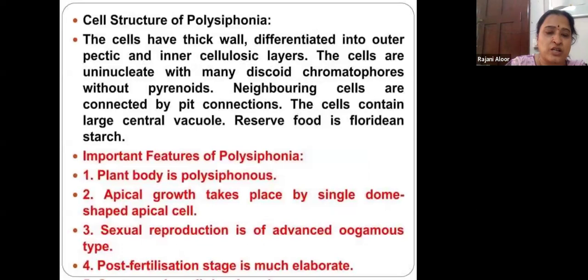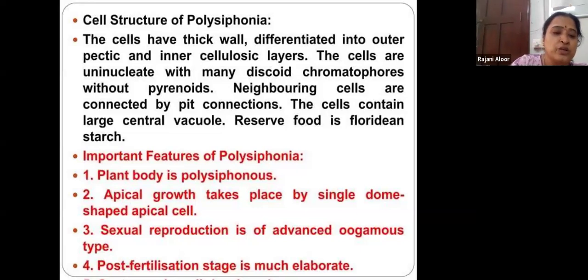Coming to the cell structure: Polysiphonia cells have a thick wall differentiated into an outer and inner layer. The outer layer is made up of pectins, and the inner layer is made up of cellulose. Sometimes both outer and inner layers form cellulose, but during development the outer layer is pectin and the inner one is cellulosic.